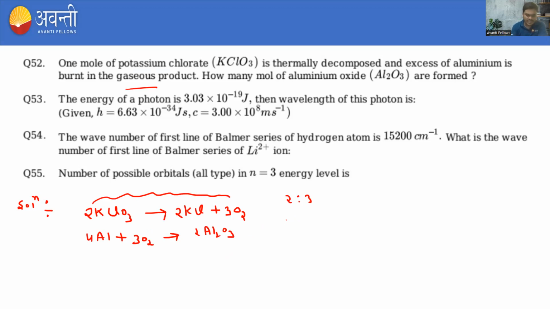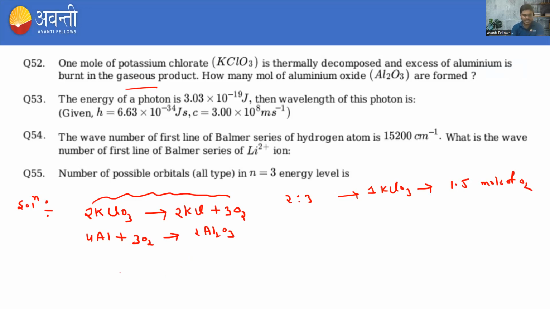Thus, if the 2 mole of KClO3 is decomposed, we get the 3 mole of O2. So, according to the question, if the 1 mole of KClO3 is decomposed, it will give 3 by 2, that is 1.5 mole of O2. Right, यहाँ तक clear है?